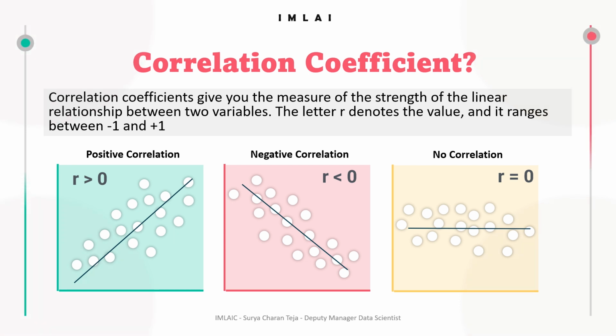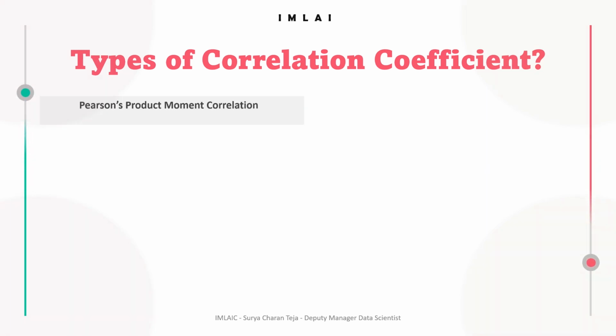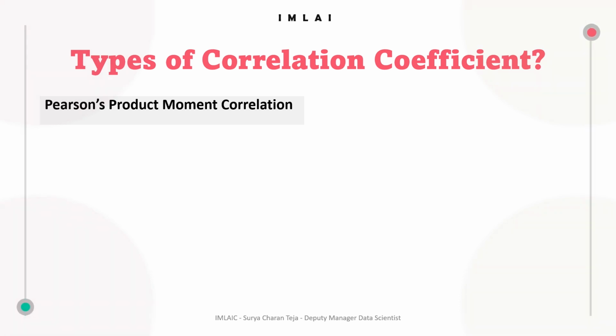So now let's see what types of correlation coefficients we have. There are mainly two types. The first one is Pearson's product moment correlation, and this is the widely used correlation coefficient. The Pearson correlation coefficient is defined in statistics as the measurement of the strength of the relationship between two variables and their association. It's denoted by R.